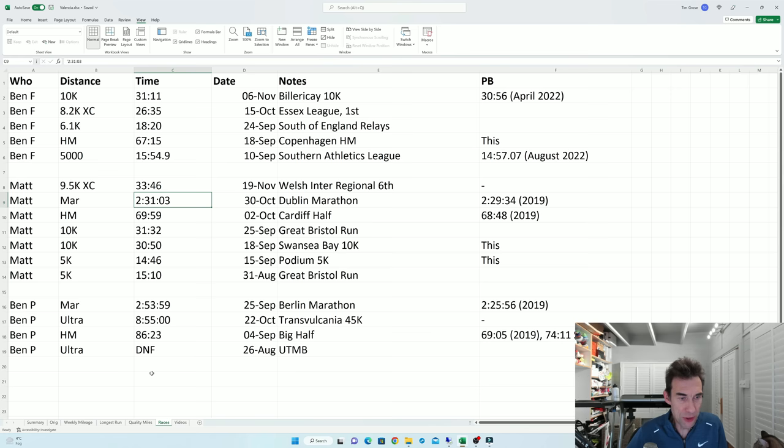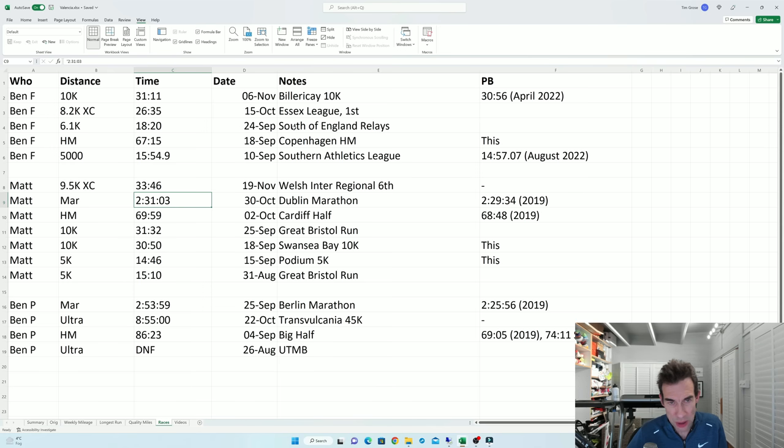If you have a look at the races they've done during the block, now Ben, his last race was the Billericay 10K, where he did 31:11. That compares very well to his PB early in the year. That was in a really torrential downpour, so I think that was a very good run. He also won the Essex League cross country, which is no mean feat. That's a very good achievement to win a league like that.